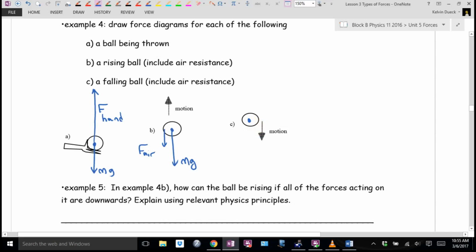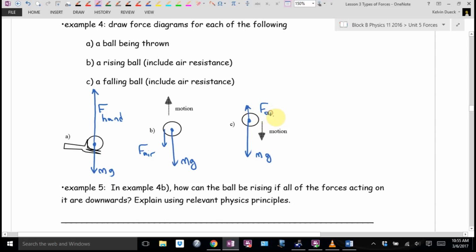What about part C? What are the forces acting on this ball on the way down? Get the obvious one. Gravity. What else? What does it want me to include? This time it wants me to include air resistance. Which way will I point air resistance this time? Little short arrow pointing up.